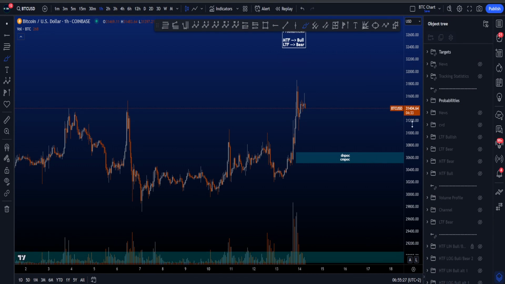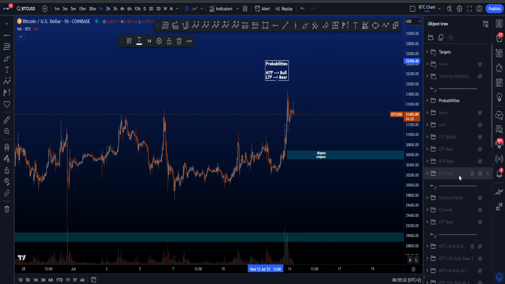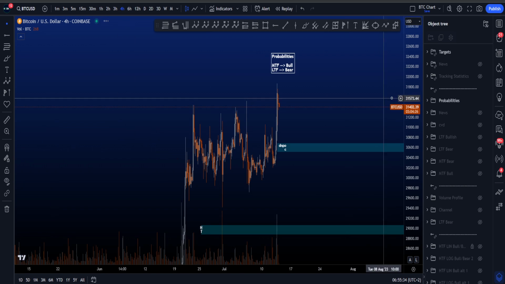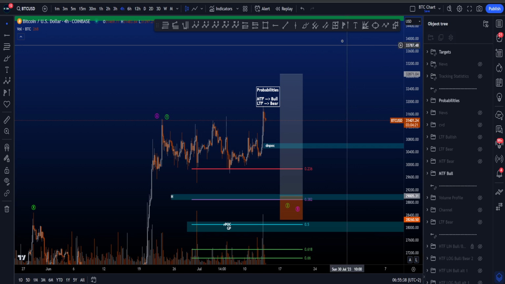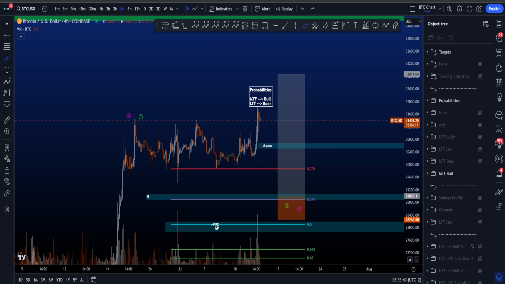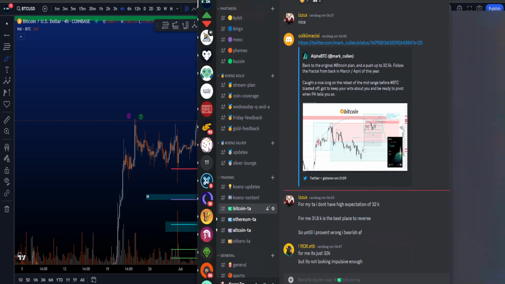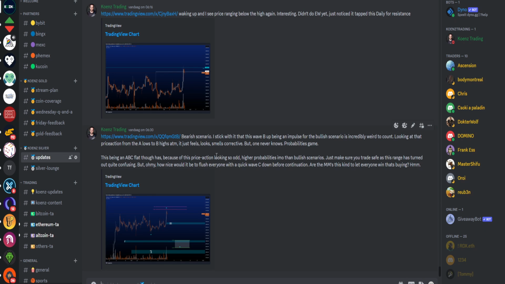And if we then finally look at the probabilities, well, there you go. On the medium time frame, the bullish scenario is preferred, where we are eventually going to find more downside, where first everyone gets flushed out, and that's something I actually wrote just now in the update section as well in Discord, where I said over here that, you know, higher probability for downside than upside, and are the market makers this kind to let everyone win that is buying, right?